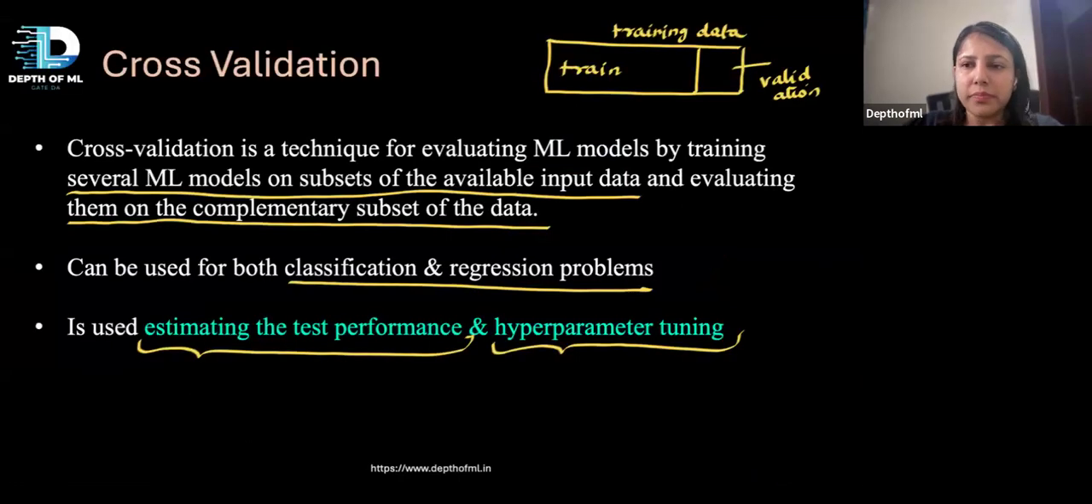Any doubt till here? Any doubt? No? Clear? Fine.